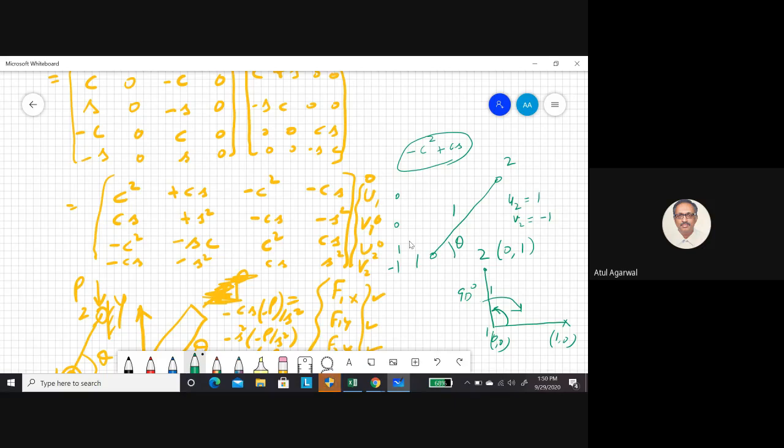Our initial angle is theta. Now what do we do? We do minus theta. Here we go from theta to this point. We gave it a rotation of minus theta. So this becomes 1, 0. So this was cos theta, sin theta. So what is my u2? 1 minus cos theta. What is my v2? Minus sin theta.